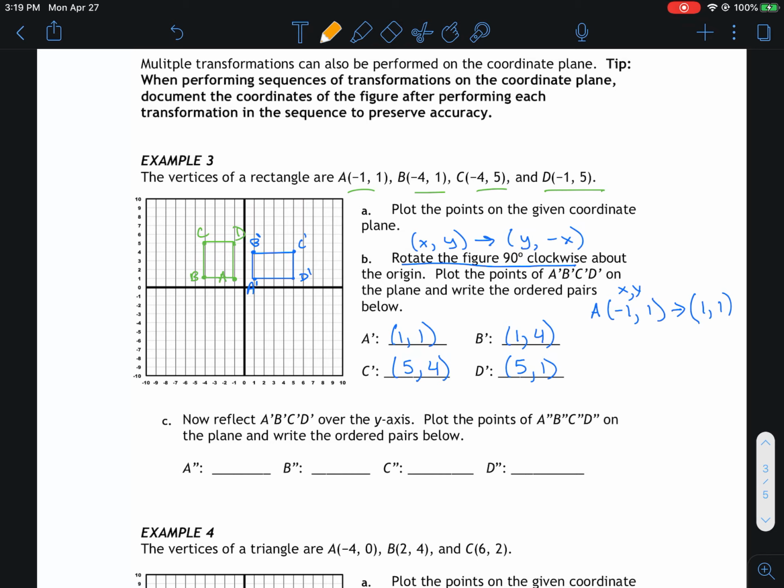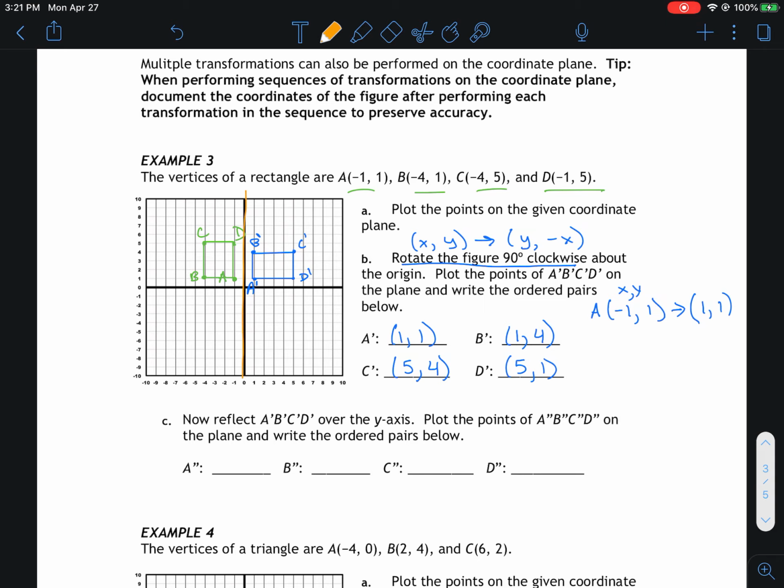Now, our next one here, it says for letter C, we are going to reflect A, B, C, D prime. That's what those little apostrophes in the upper right-hand corner mean. So our second image from letter B here over the y-axis. So we know that this is our y-axis. So what this means is that this is going to flip over to this side. Now I'm going to go ahead and delete that just so it's not as confusing.